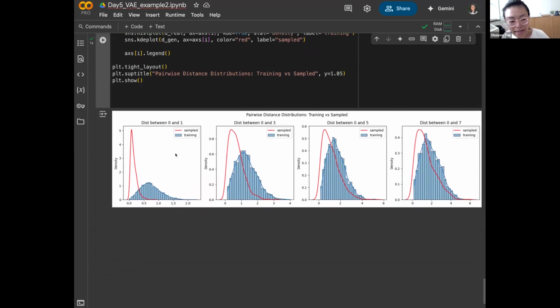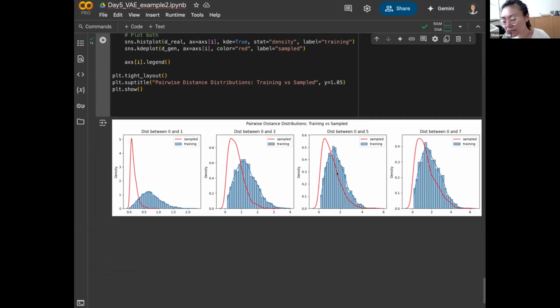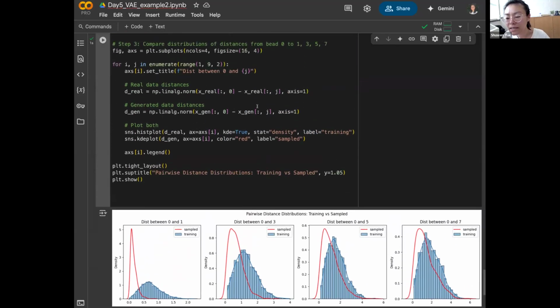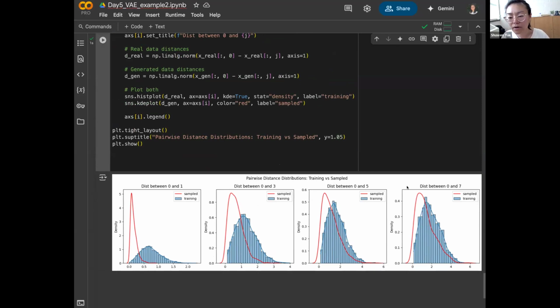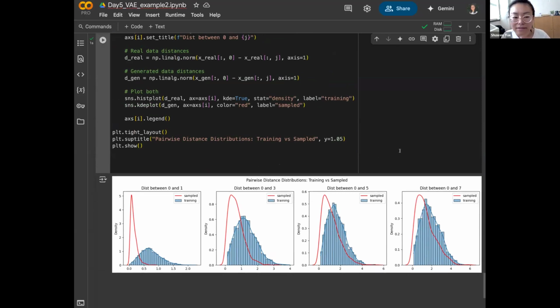But in any case, you can't really get very close on this closer bead situation, but you can get closer distributions from your sample data points compared to the raw original data points.